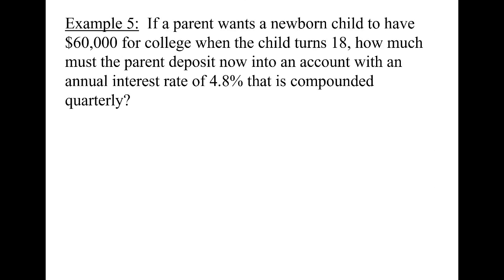Let's work through example 5 together. Suppose a parent wants a newborn child to have $60,000 for college when the child turns 18. How much should the parent deposit now into an account with annual interest rate of 4.8% that is compounded quarterly? Okay, so let's try to work on this problem. Notice right away that the interest is compounded quarterly, so we're going to need to use our compound interest formula.